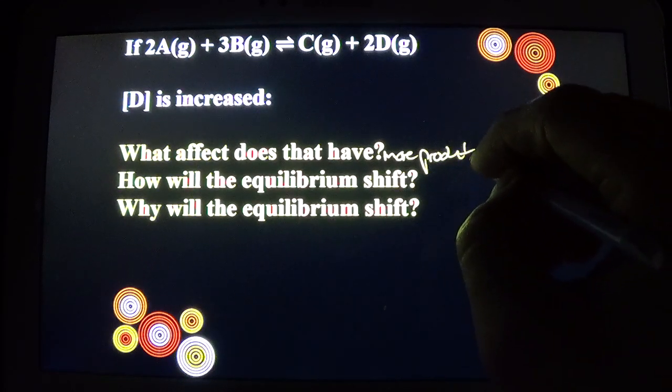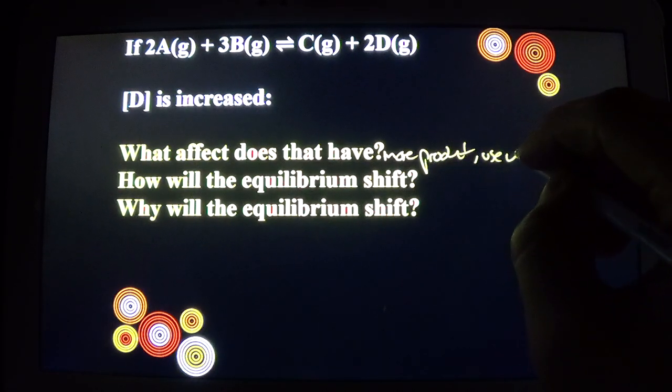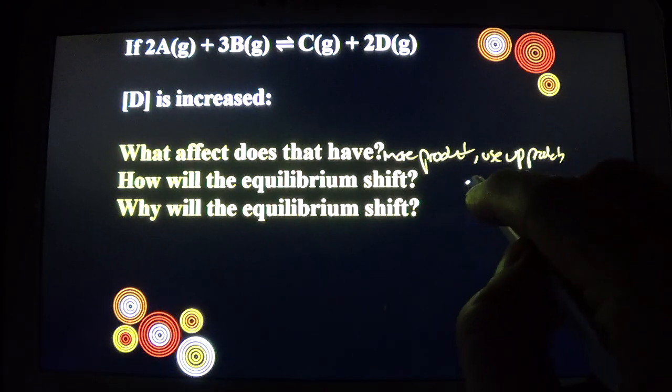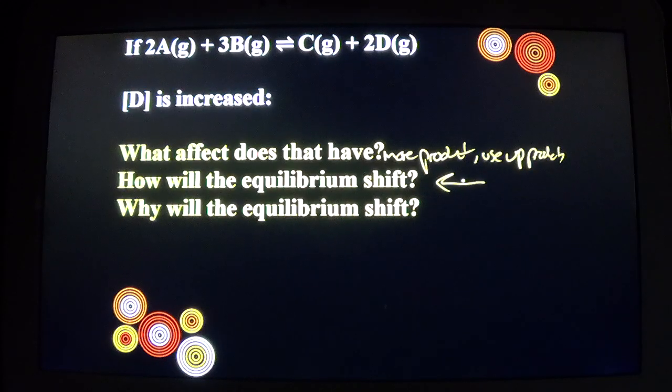What's going to be the opposite? We're going to use up product. How do I use up product? Take products and make reactants out of it. The equilibrium is going to shift to the left again.